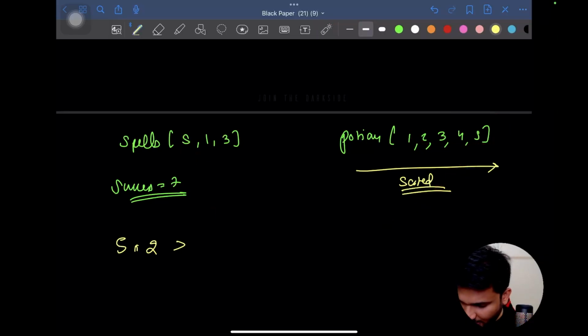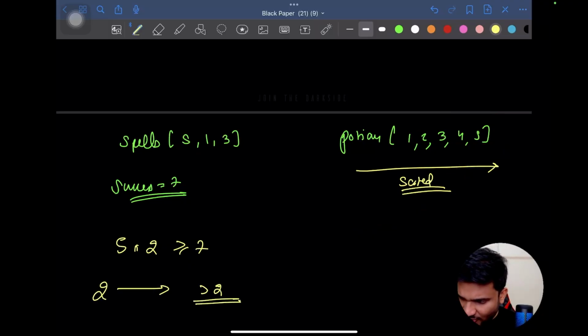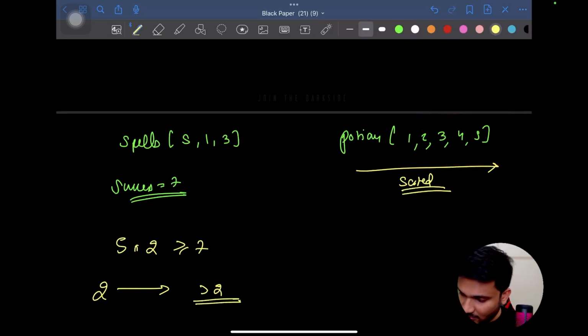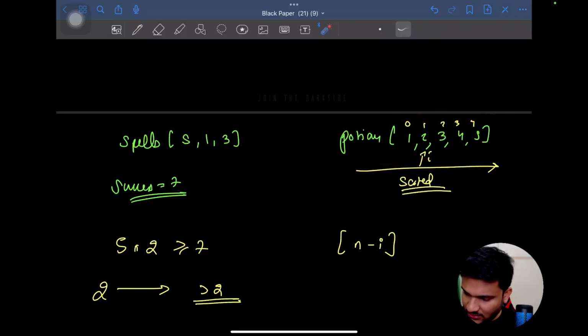If 5 into 2 is greater than equal to 7 and everything to the right of 2 is greater than 2, so 5 can form a pair with everything from 2 to the right of 2. And let's say this is 0, 1, 2, 3, 4. How can we get the value? We can say m minus i, right? For example, this value is i. Length of the potions array is m. So it will be m minus i. m is what? 5. 5 minus 1 is what? 4. Can you see? 5 can pair up with 4 elements here. Yes or no? Right? Okay.